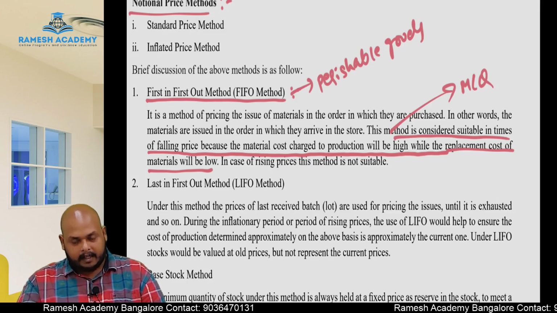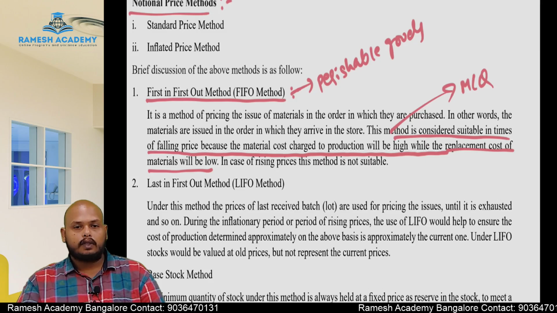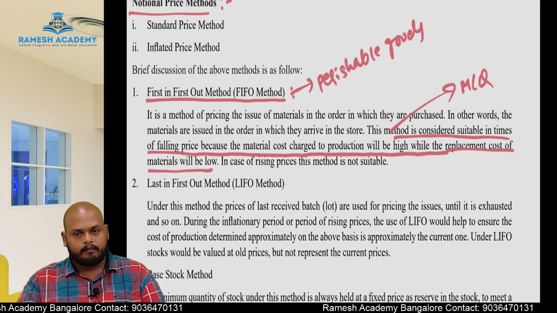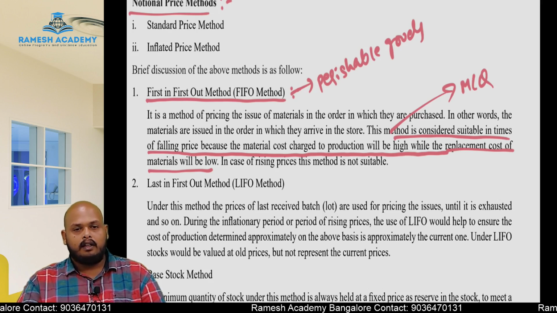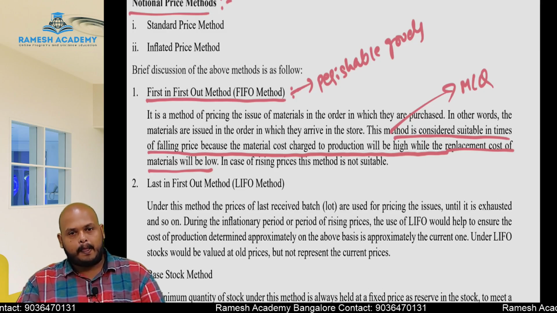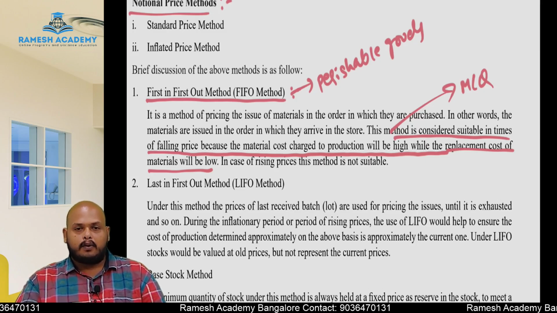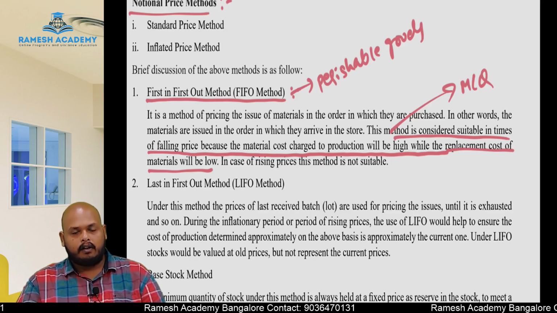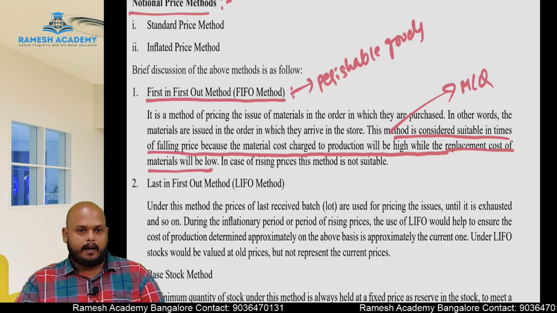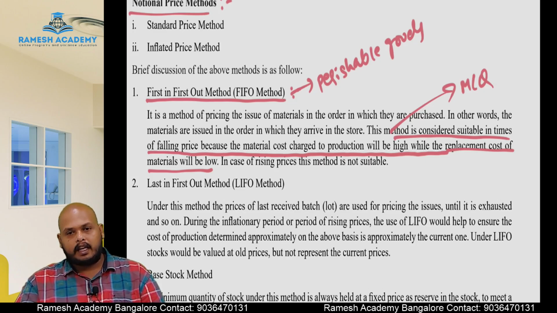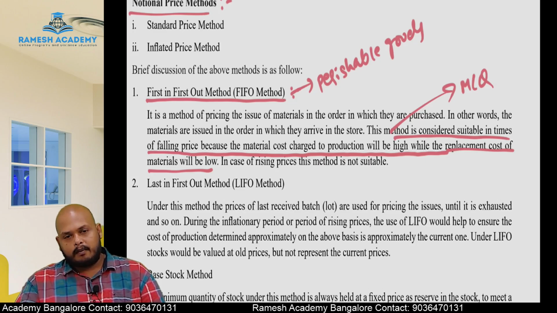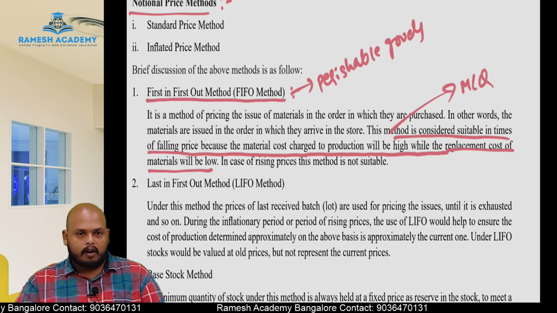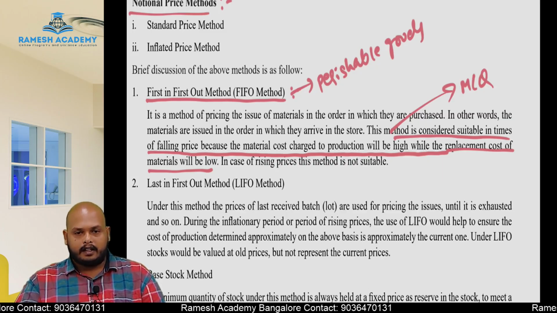I will give one practical example, try to understand. Let's take an example of a vegetable vendor. There is one vegetable vendor, he is dealing with tomatoes. On 1st May 2024, he purchased 1000 kgs of tomato at the rate of 100 rupees per kg.